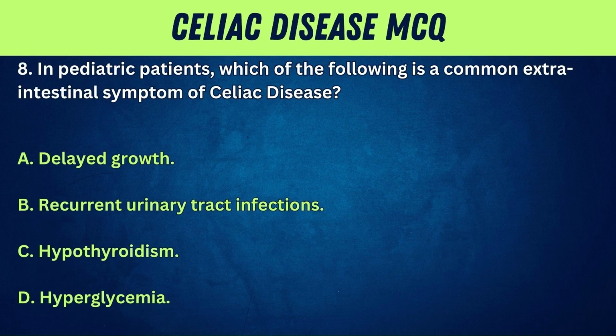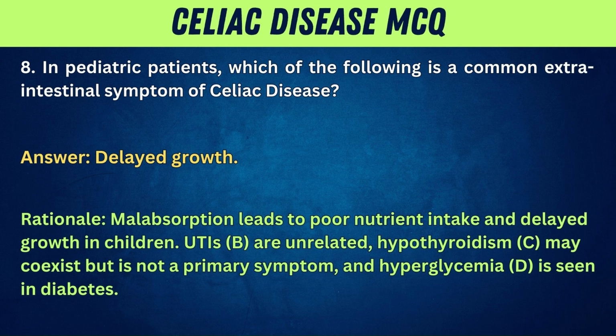8. In pediatric patients, which of the following is a common extraintestinal symptom of celiac disease? A. Delayed growth. B. Recurrent urinary tract infections. C. Hypothyroidism. D. Hyperglycemia. Answer: delayed growth. Rationale: malabsorption leads to poor nutrient intake and delayed growth in children. UTIs, B, are unrelated. Hypothyroidism, C, may coexist but is not a primary symptom, and hyperglycemia, D, is seen in diabetes.